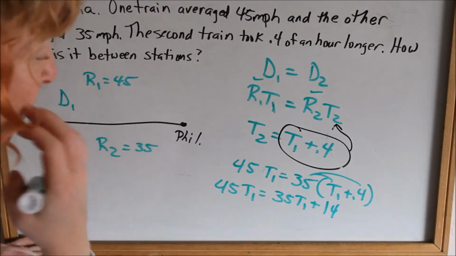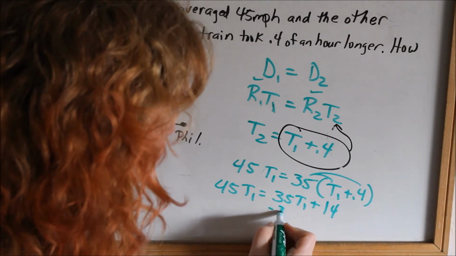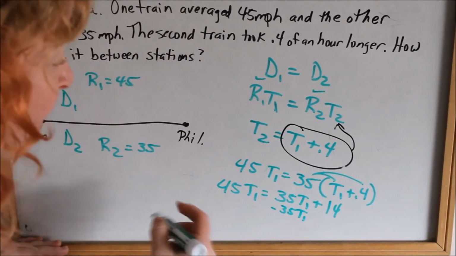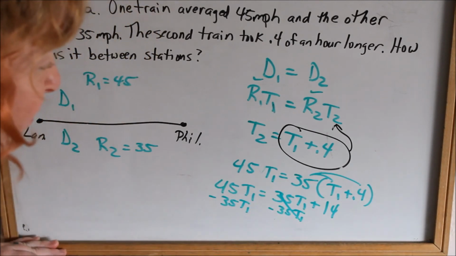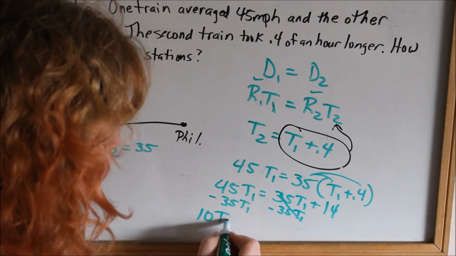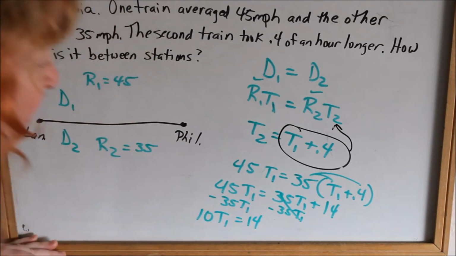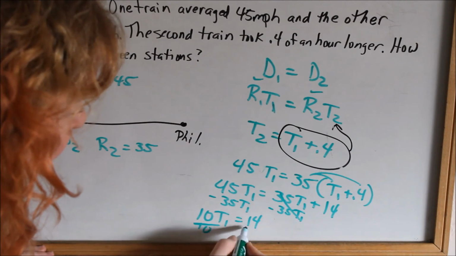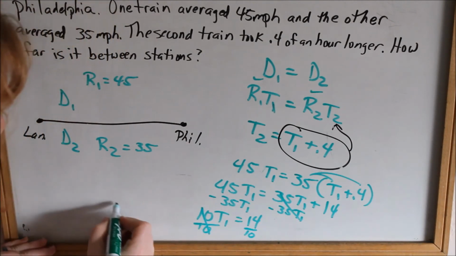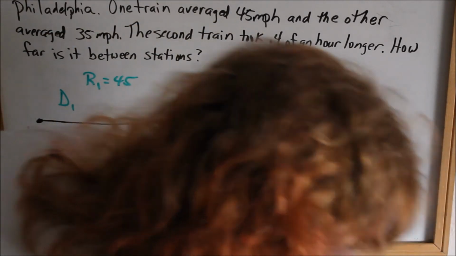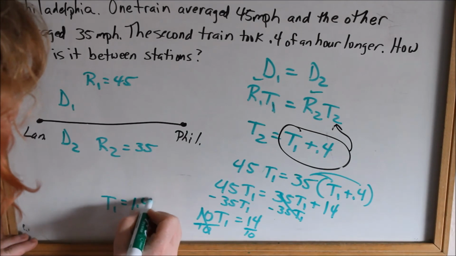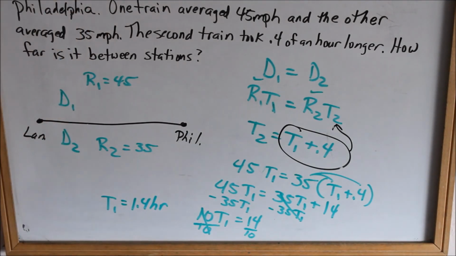Now I want to get my T1s on the same side. I need to get all my variables together, like getting all my x's to one side. So those go away there. 45 minus 35 would be 10, so 10 T1 equals 14. Divide both sides by 10, so T1 equals 14 divided by 10. That comes out to 1.4 hours. Well, that's not what the problem's asking. The problem says, how far is it between stations?